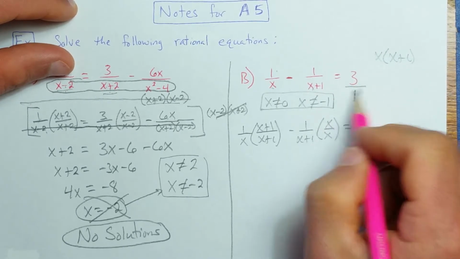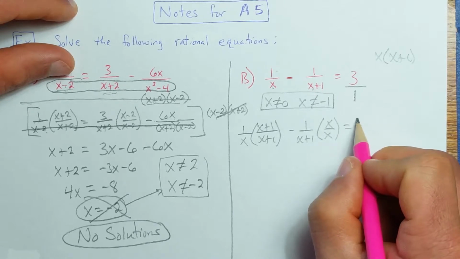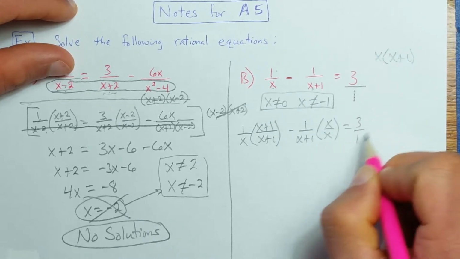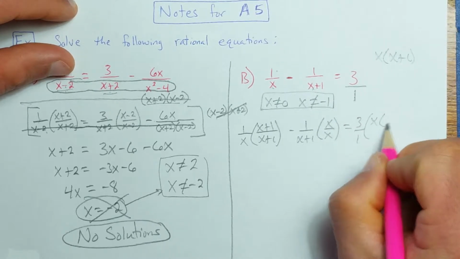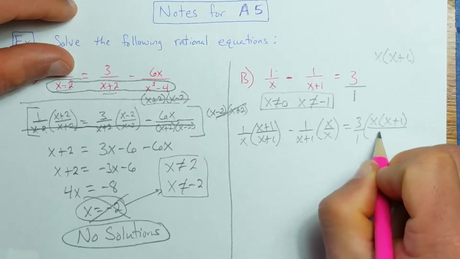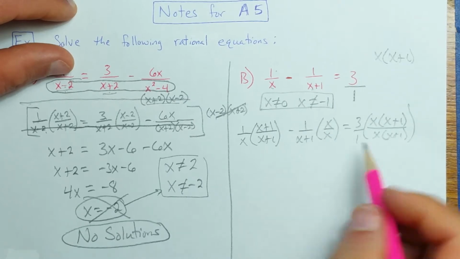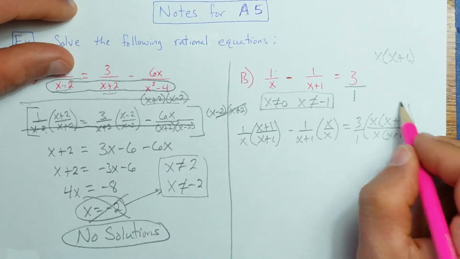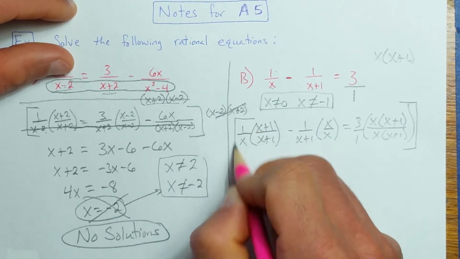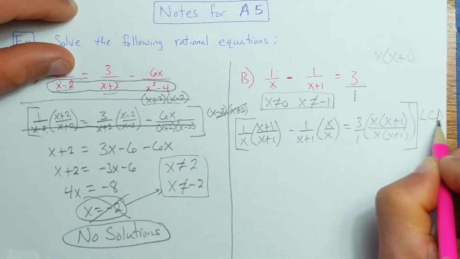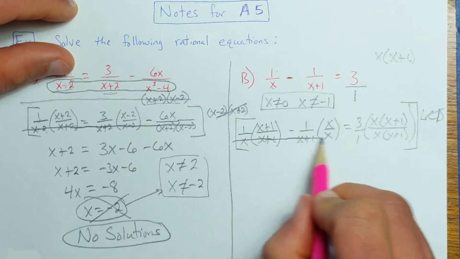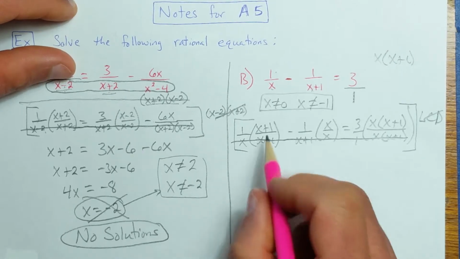And then don't forget about this 3 over here. Right now there's nothing in its denominator other than a 1. So I need to multiply by x and x plus 1 in both the numerator and the denominator. And now, like I said, now that I have this least common denominator, I'm going to multiply all 3, or however many terms I have, by that least common denominator, and it will cancel the denominators out so that I can focus on the numerator.